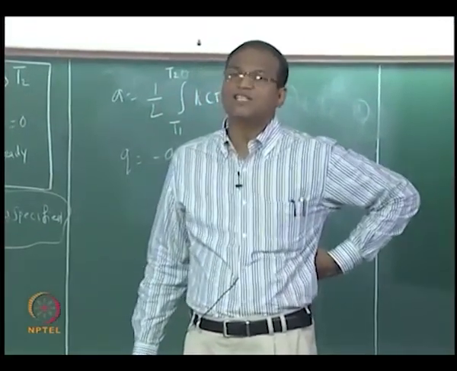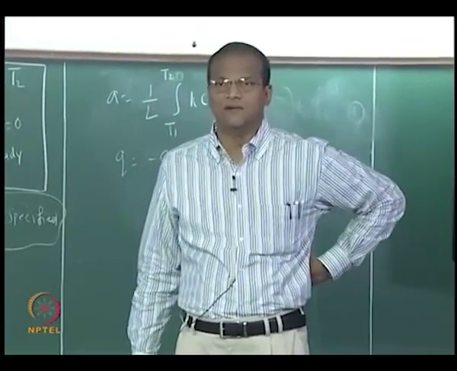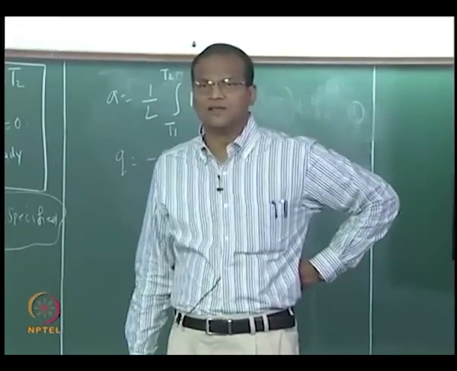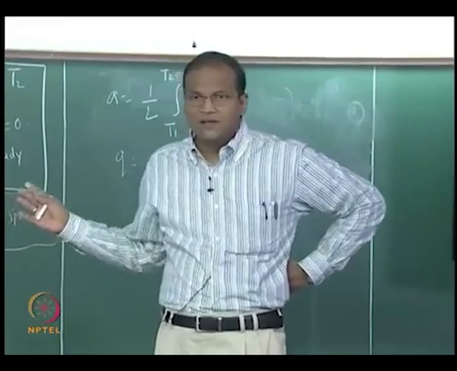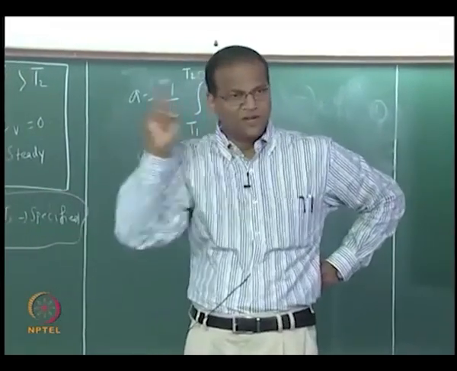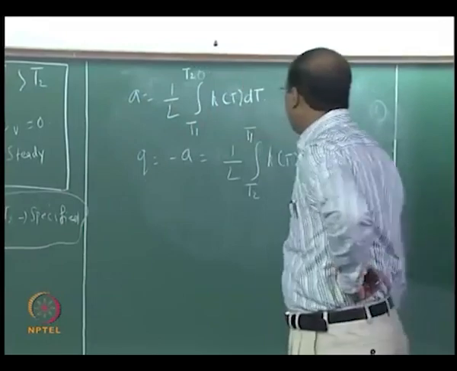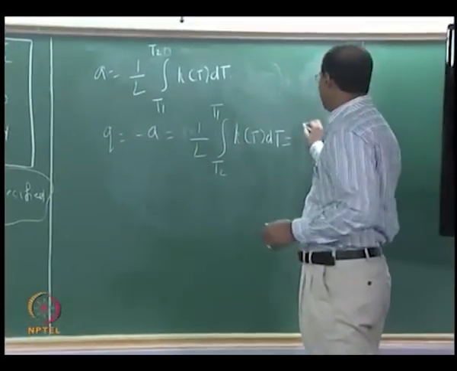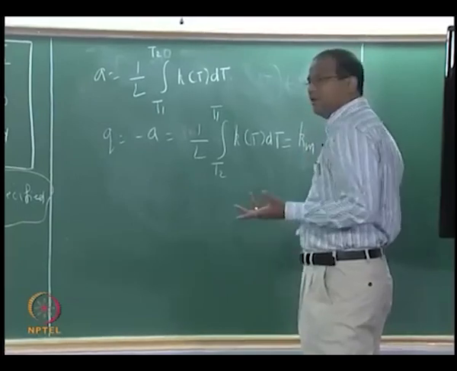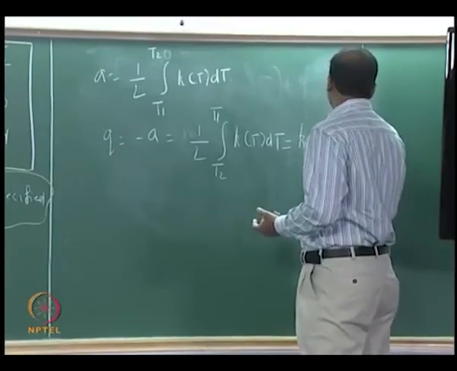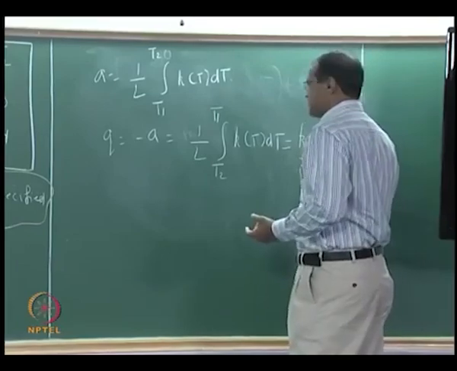If somebody asks what is the temperature in between, at the middle of the slab, or 25% from the left side, or 75% from the left side, we are not done yet. But if somebody wants the heat transfer rate, we have an answer to that. Now can we say that this is also equal to some mean thermal conductivity Km multiplied by the temperature difference divided by the width of the slab?